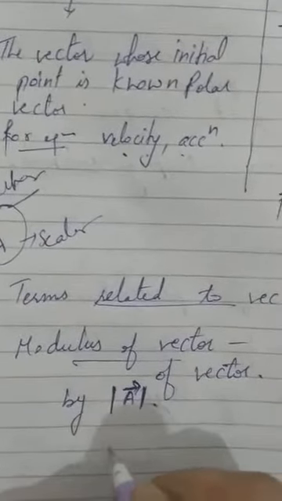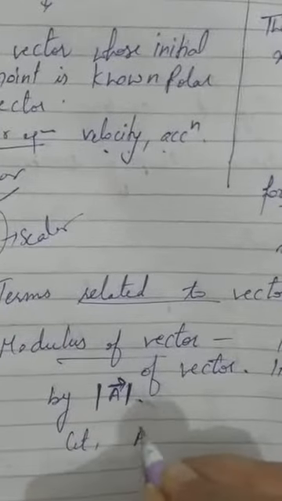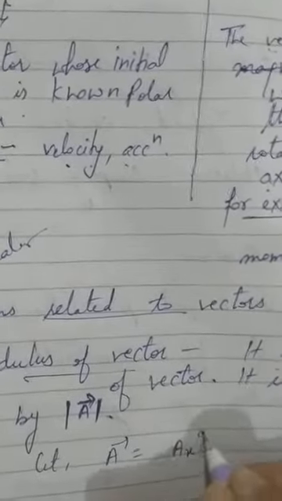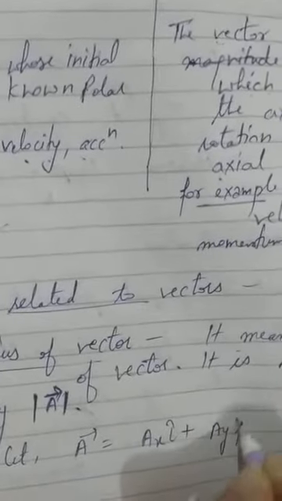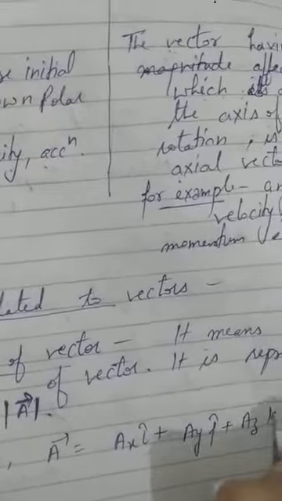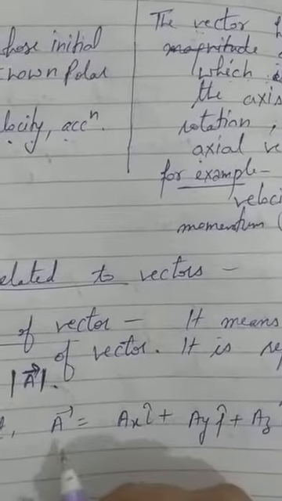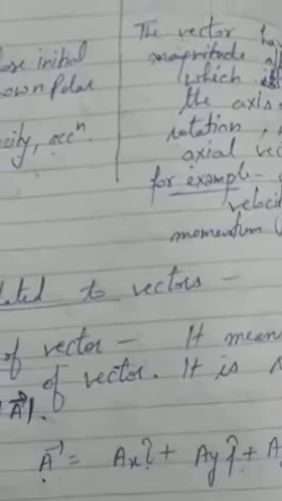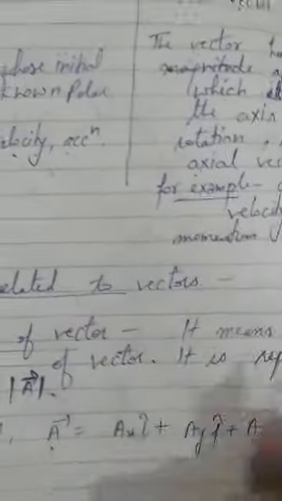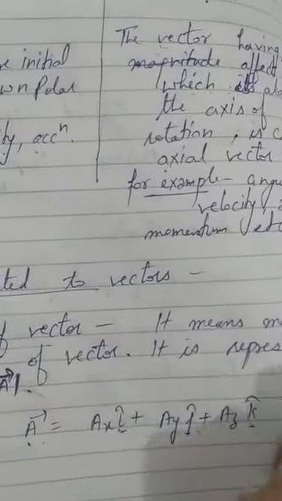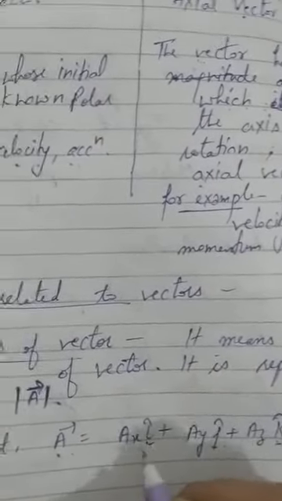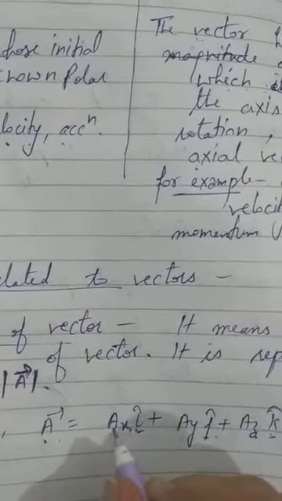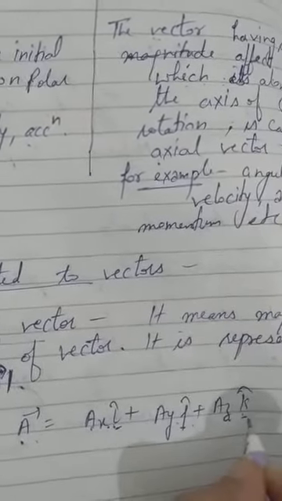For the general case, let us write a vector as ax i cap plus ay j cap plus az k cap. Here this is the general form of any vector. Here i cap, j cap, k cap indicate the direction of the vector, and these terms are the magnitudes along the x-axis, y-axis and z-axis.